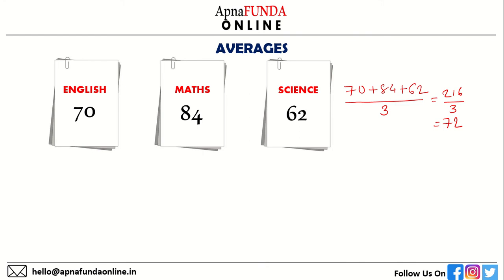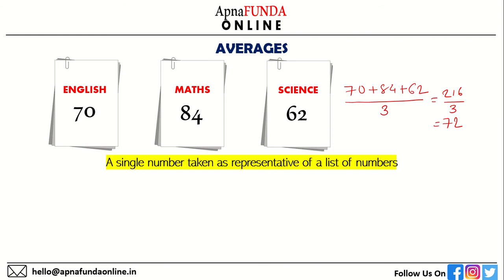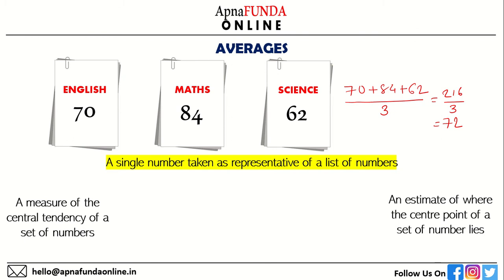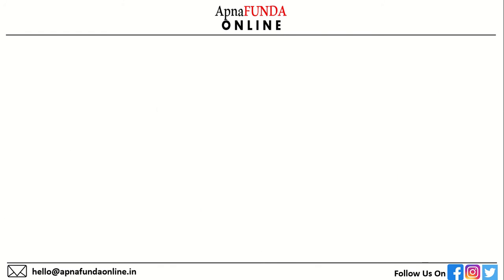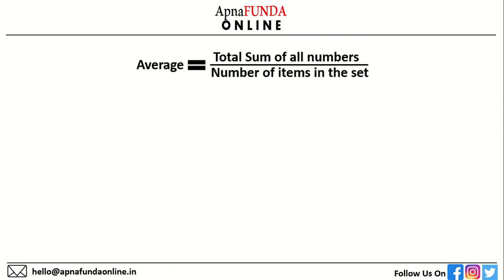Average is the quotient obtained by dividing the sum total of the set of figures by the number of figures. It is a single number taken as representative of a list of numbers, a measure of the central tendency of a set of numbers, an estimate of where the center point of a set of numbers lies. So average is equal to the total sum of all numbers divided by the number of items in a set. Please take a note of this formula.